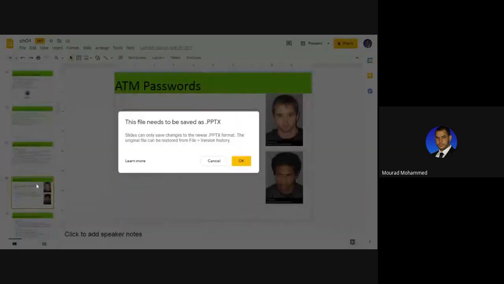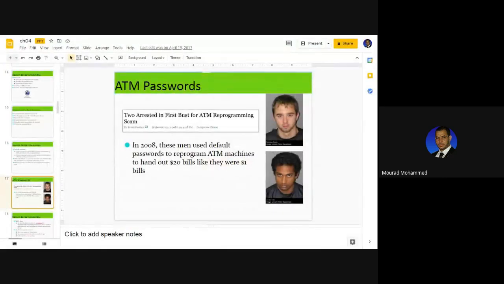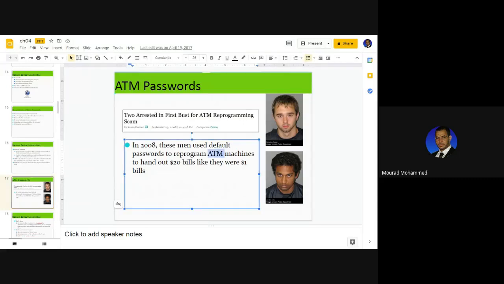Due to misconfiguration of the default accounts, this is an example. It is from 2008. Those two guys were successful in managing to access a default account in an ATM machine in a certain distributor in a certain financial network, and they were able to configure that default account to manipulate the machine to withdraw 20 bills instead of funds.